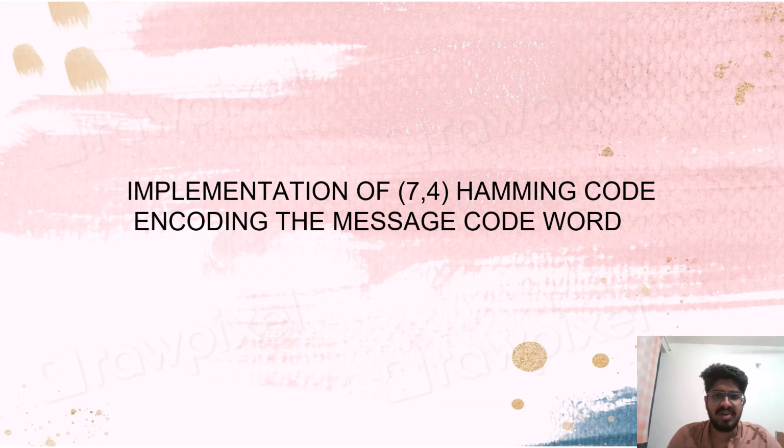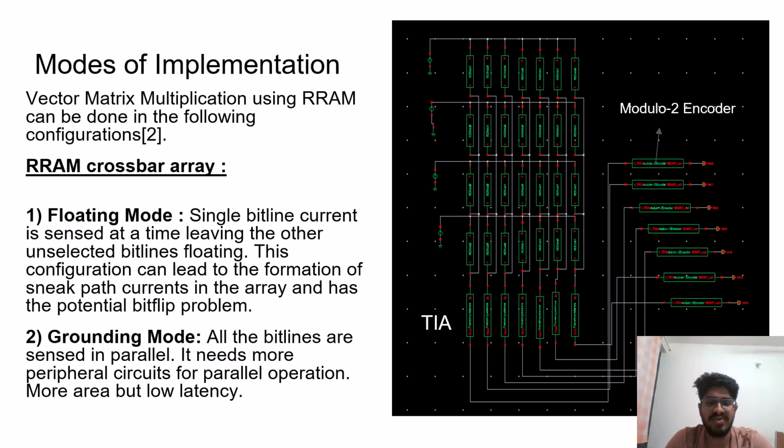Now, let us implement the 7,4 Hamming code in hardware. For the implementation of the 7,4 Hamming code, we have to map the values of the generator matrix into the resistance values of this RRAM array. We can see the architecture here. It is the architecture for the Hamming code encoding mechanism.